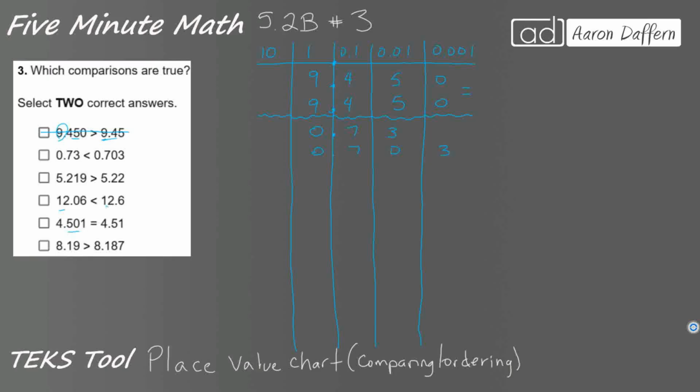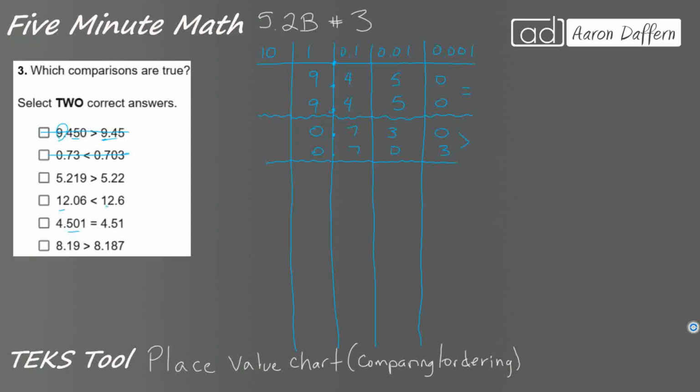Once again, let's make them both go to the same place value. And we're going to say that 0, look at that, 730 thousandths, 703 thousandths. Even though 73 is less than 703, with our place value that 73 is really 730, it's greater than, not less than. So that is incorrect.